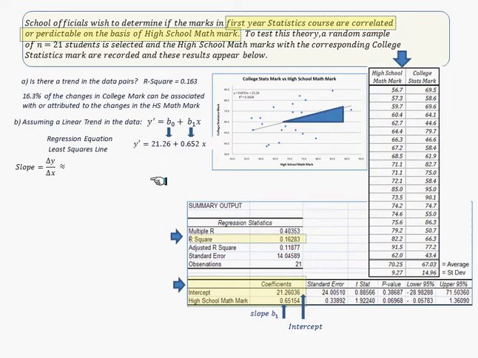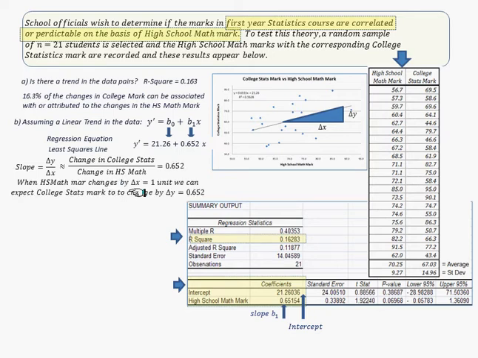The slope, delta y over delta x, as you can see here, is the regular slope, but in this case it's the change in the college stats mark relative to changes in the high school math mark, and that value is 0.652. This suggests that when this denominator is 1, this numerator becomes the slope. We're suggesting that represents the average change in college stats mark per unit change in high school mark.